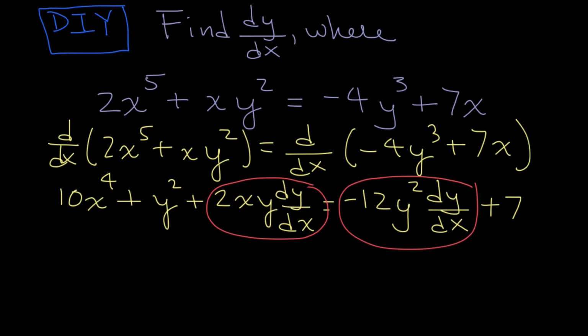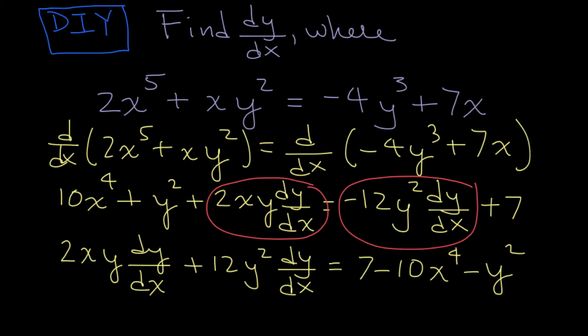Here we have the terms involving dy/dx circled, so we're going to go ahead and put those on the left side of the equation, everything else on the right side, and we get 2xy dy/dx. When we put this term on the left, we get plus 12y^2 dy/dx is equal to 7 minus 10x^4 minus y^2. And now we have to factor out the dy/dx. We'll stop once again and give you a chance to finish the problem.